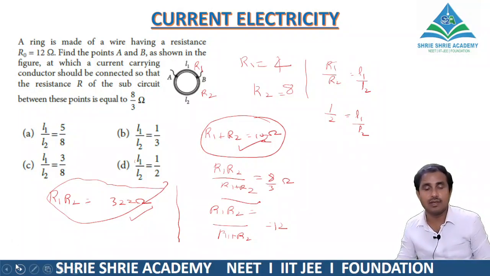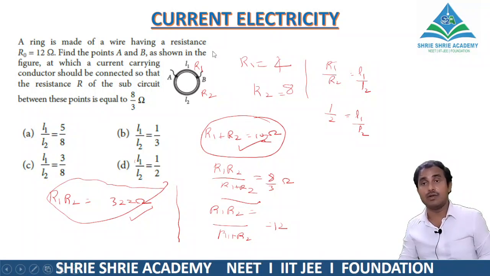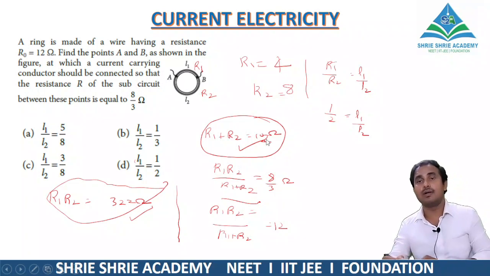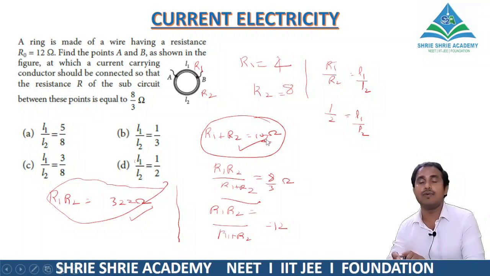Like I told you in the simple method, first I told you total resistance R1 plus R2 is given as 12. And when it is connected in parallel, it becomes 8 by 3. So I wrote the parallel connection formula, R1 R2 by R1 plus R2. From there I made two equations, R1 R2 is 32 and R1 plus R2 is 12. By trial method, the smaller resistance will have the smaller length, so 4 for R1 and 8 for R2.